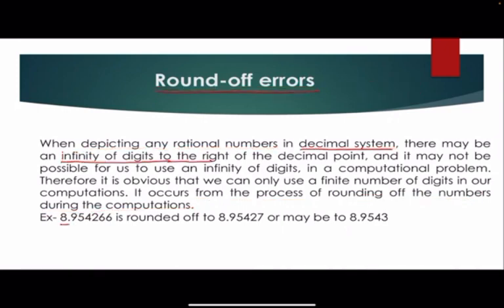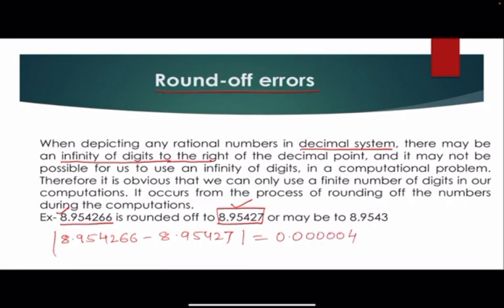For example, if we take 8.954266, suppose I am using this number in one question, and in another question I am using an approximation of this. Then the error which will creep in is 8.954266 minus, say, 8.95427. So we can see that there will be an error of this. Similarly, if we round it off to 8.9543, then the error involved is almost this much. If you remember in the inherent error section, we are rounding off and approximating the numbers because of our limitation to take only a limited number of significant digits.